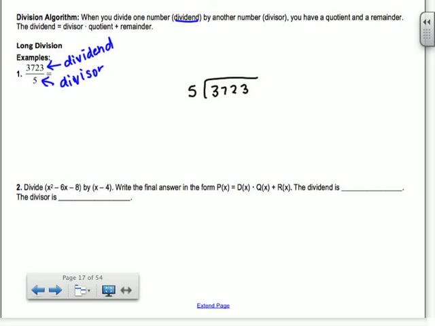You end up with a quotient and a remainder, so we're going to have to figure out what those are. If you remember, the first thing you do is look at the 3 and say, does 5 go into 3? No. So if it doesn't go into 3, then you look at the 37. Does 5 go into 37? Yeah. How many times? 7. So you write 7 on the top, and then you multiply your 7 and your 5. You get 35. So 35 you write below the 37.